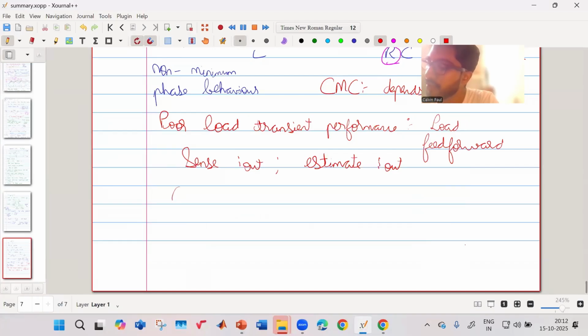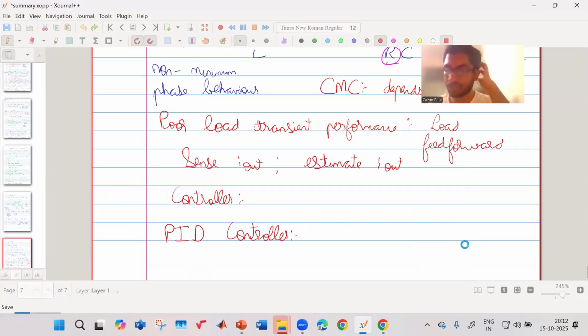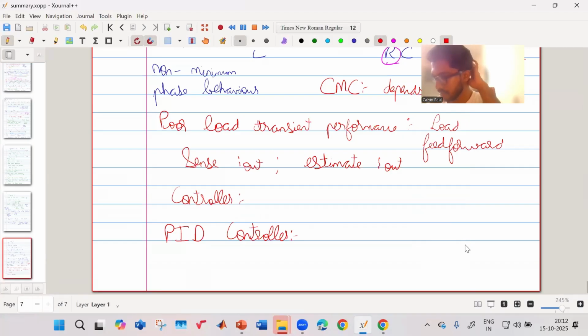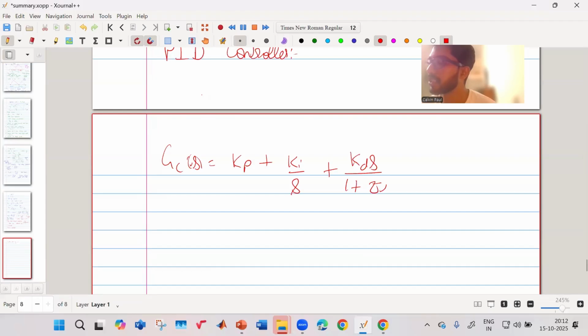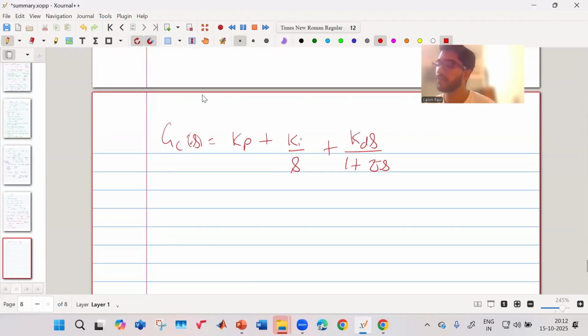So now basically we'll go for our controller. One controller which you have is your PID controller. In this case, your GC of S should be KP plus KI by S plus KDS upon 1 plus tau S.